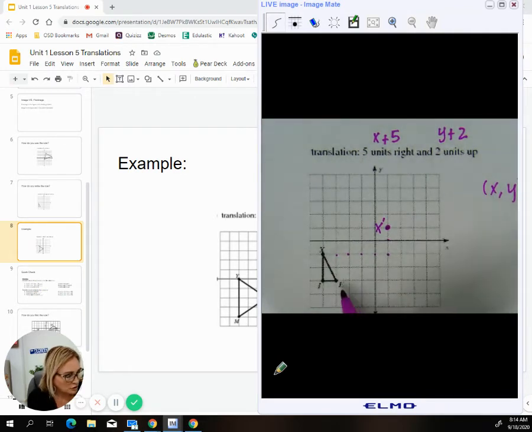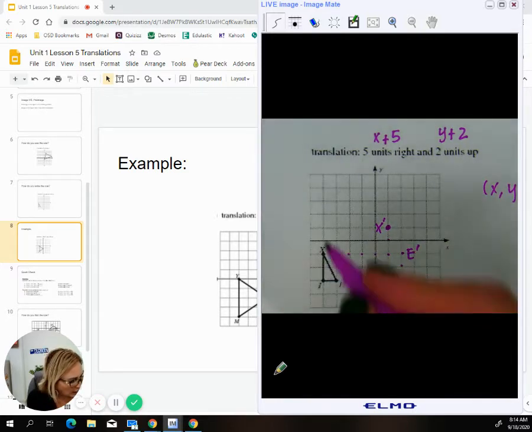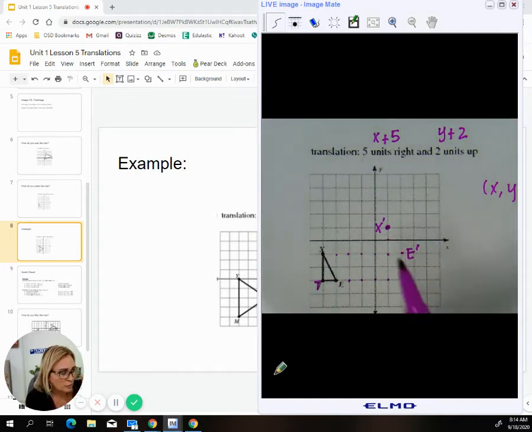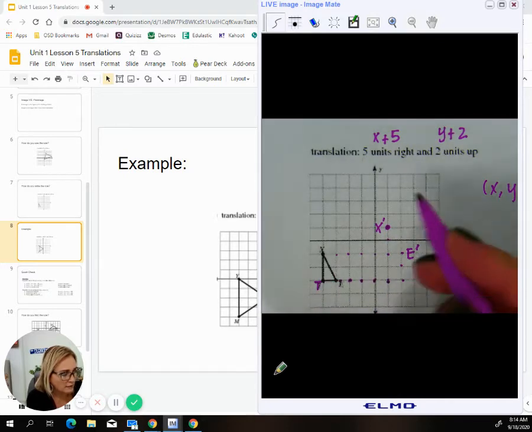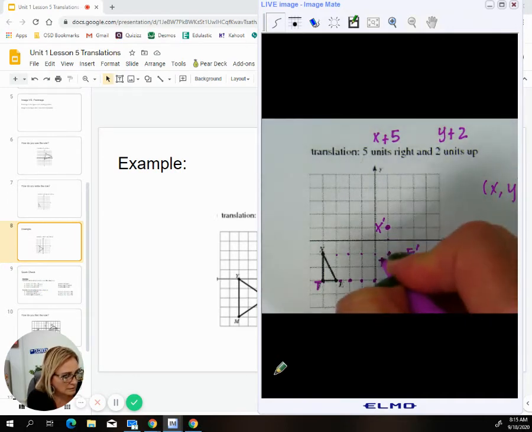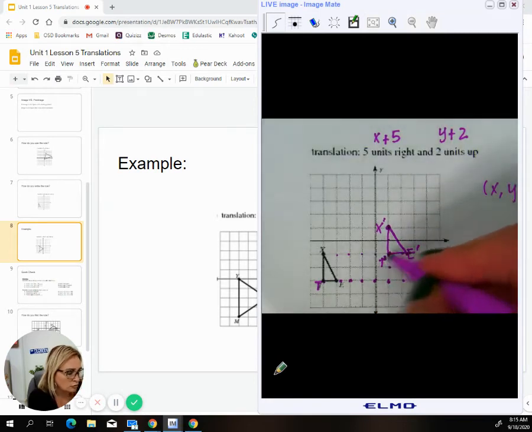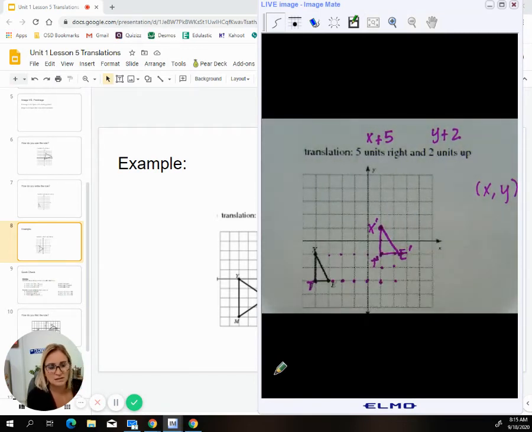Okay, we're going to do that with E. We're going to go 1, 2, 3, 4, 5, 1, 2, and now we have E. And I can't see this, so how about we call this T? Okay, so we're going to move over 5, 1, 2, 3, 4, 5, up 1, 2, and this is going to be T. And so now this is our new image based on our pre-image. We slid it over 5, we slid it up 2.